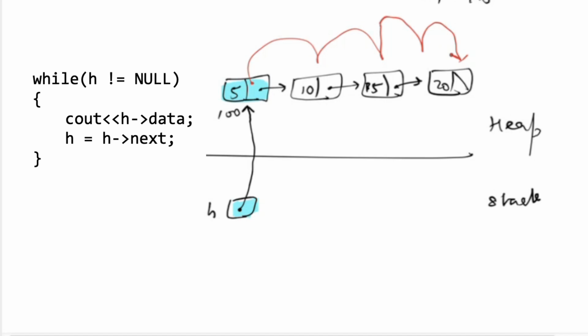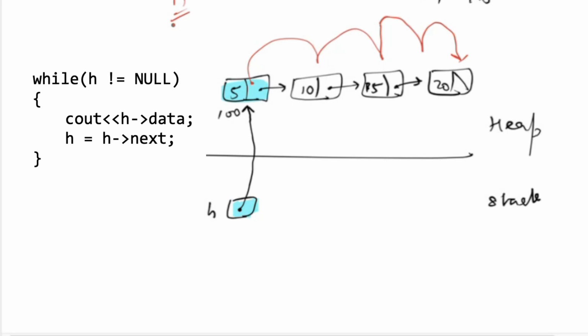How much time will it take to print the last node? To reach the last node, you will have to iterate this while loop n times if there are n nodes in the list, right? Yes, sir. Okay, so therefore, if you want to print the kth node of the list, then you will have to run this while loop k times.